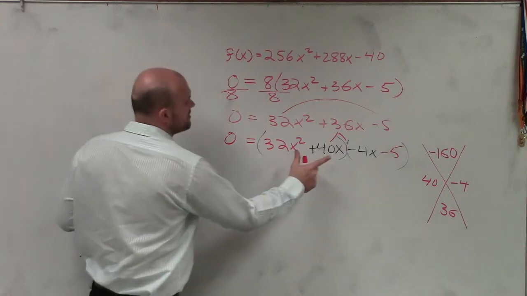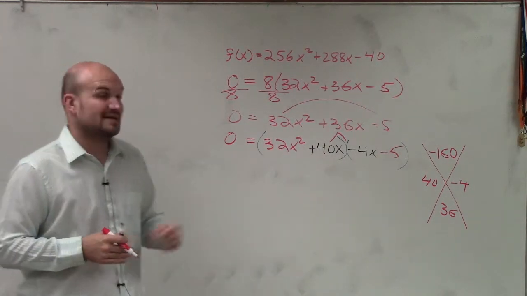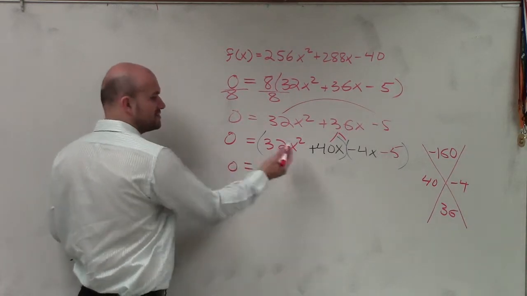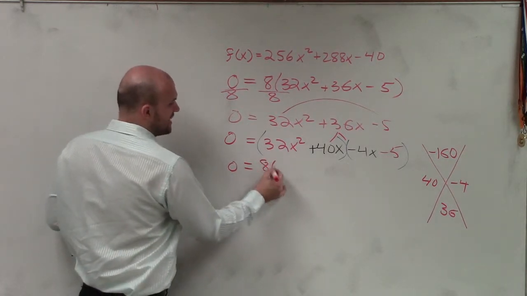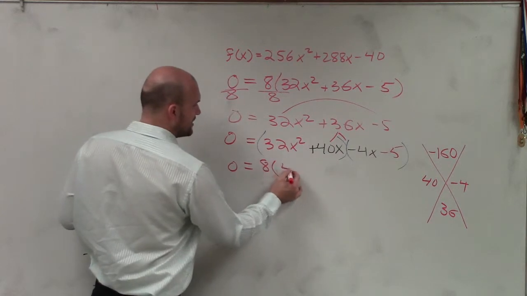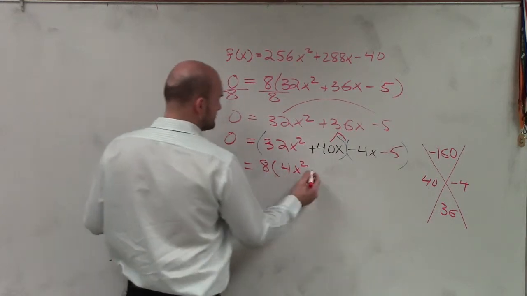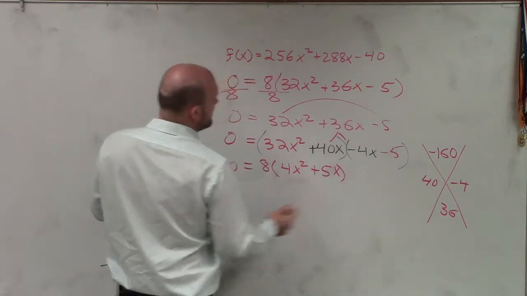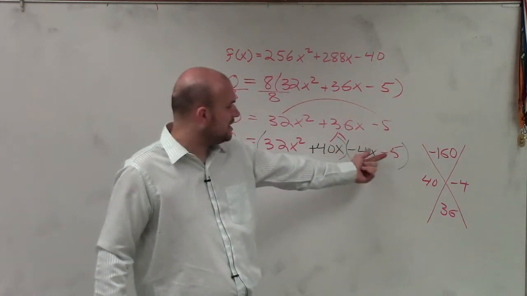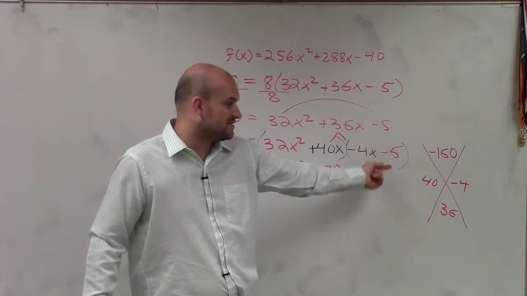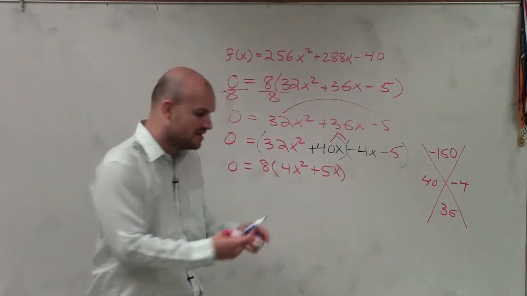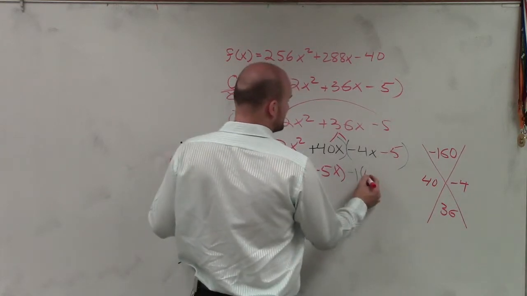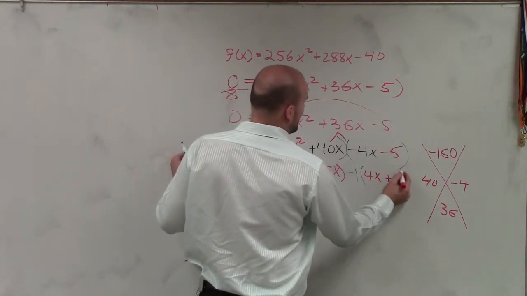Now I need to determine my greatest common factor out of those first two terms, and we can see that my greatest common factor is going to be 8. So I'll factor out an 8, and when I do that, I'm left with 4x squared plus 5x. Then in this case, I can't factor anything else, but I want it to be the same as this factor. So I'm going to factor out a negative 1, and when I do that, I'm left with a positive 4x plus 5.